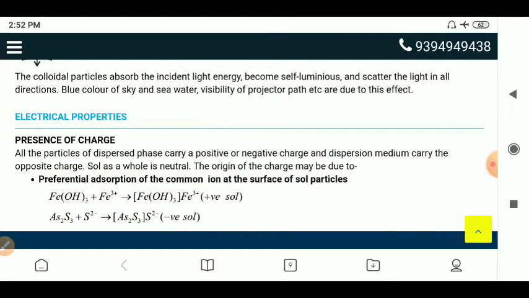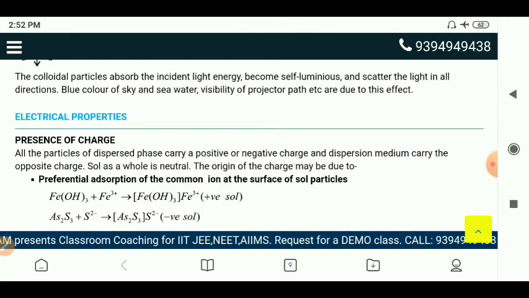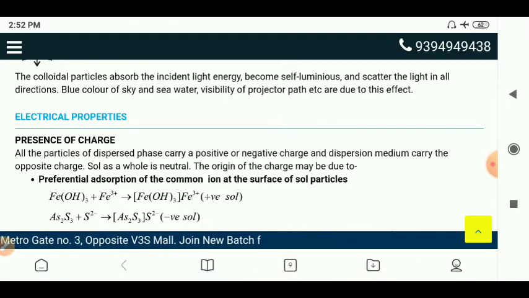Next, what about the electrical property? Electrical property is due to the presence of charge. The sol particles, or the dispersed medium, carry some charges. Due to the charge, it contains some electrical properties. So what is the presence of charge? All the particles of the dispersed phase carry a positive or negative charge, and the dispersed medium carries the opposite charge. So the sol as a whole is neutral.